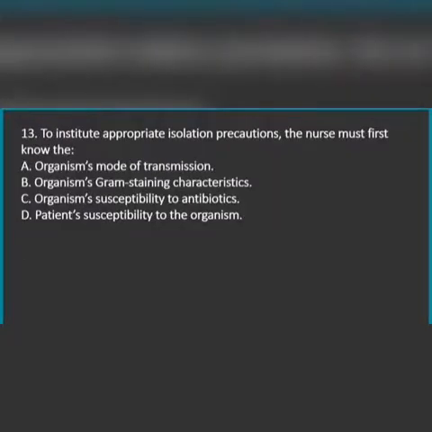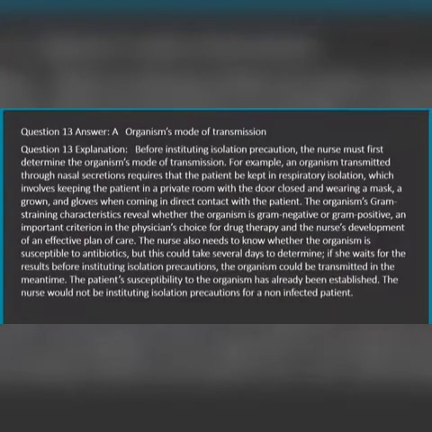Question 13. To institute appropriate isolation precautions, the nurse must first know the A. organism's mode of transmission. B. organism's gram-staining characteristics. C. organism's susceptibility to antibiotics. D. patient's susceptibility to the organism. Question 13. Answer: A. organism's mode of transmission. Question 13. Explanation: Before instituting isolation precautions, the nurse must first determine the organism's mode of transmission.